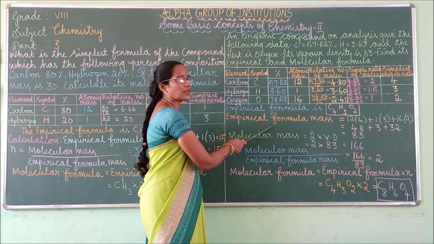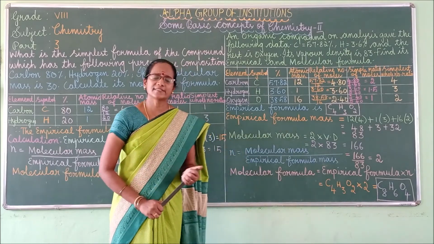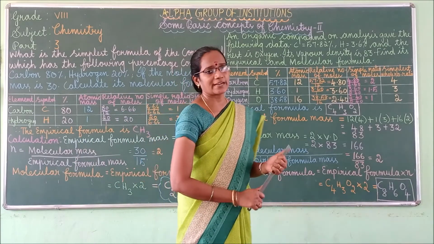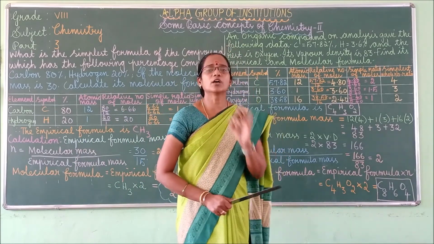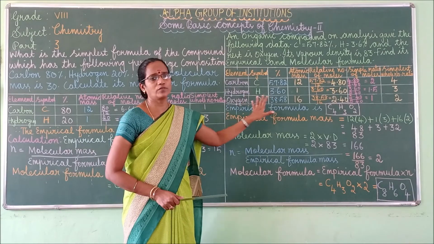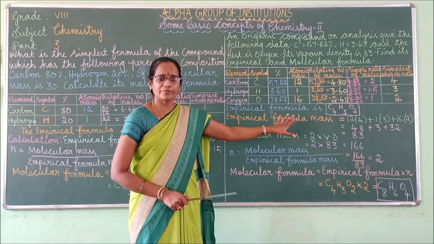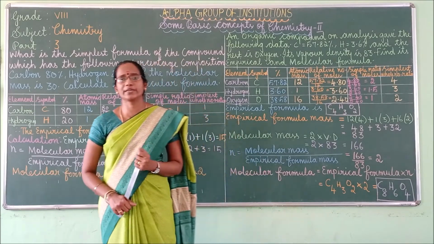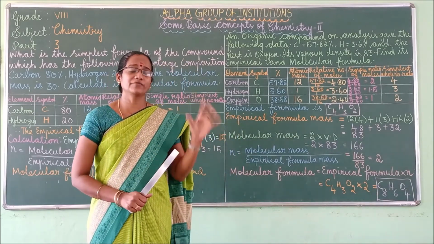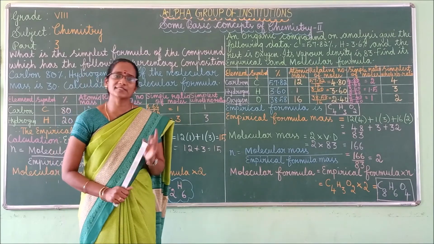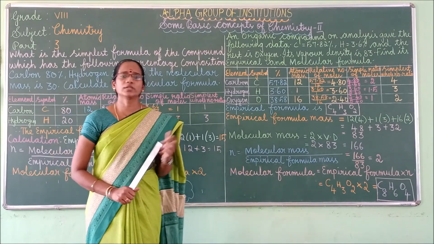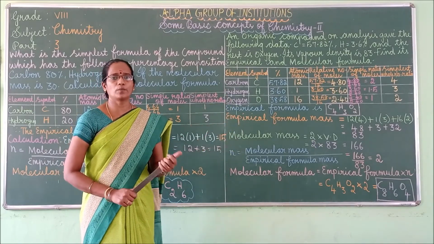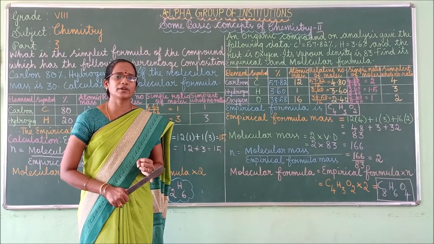So these formulas are very important, children. At the same time, you should know the atomic numbers of the first 20 elements thoroughly. Without atomic numbers, you cannot solve these types of problems. So learning the atomic masses of the first 20 elements is very important. Without that, you cannot calculate. So in this manner, you have to work out the problems. Formula is very important.